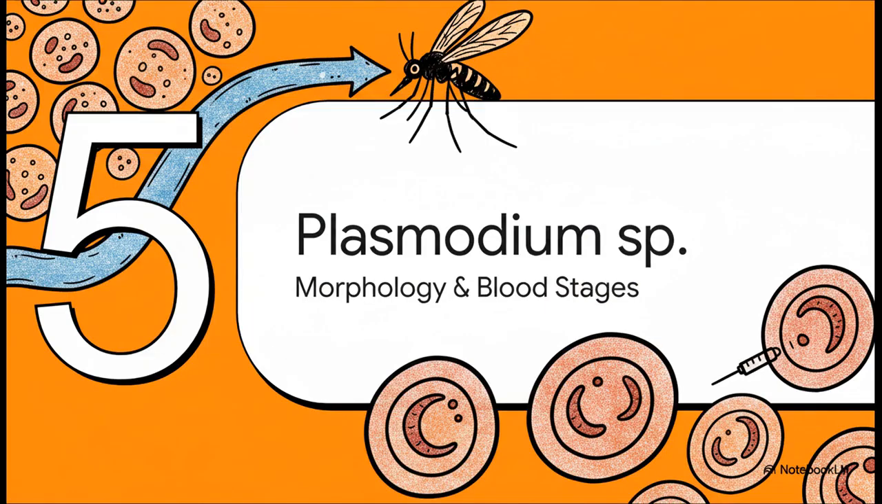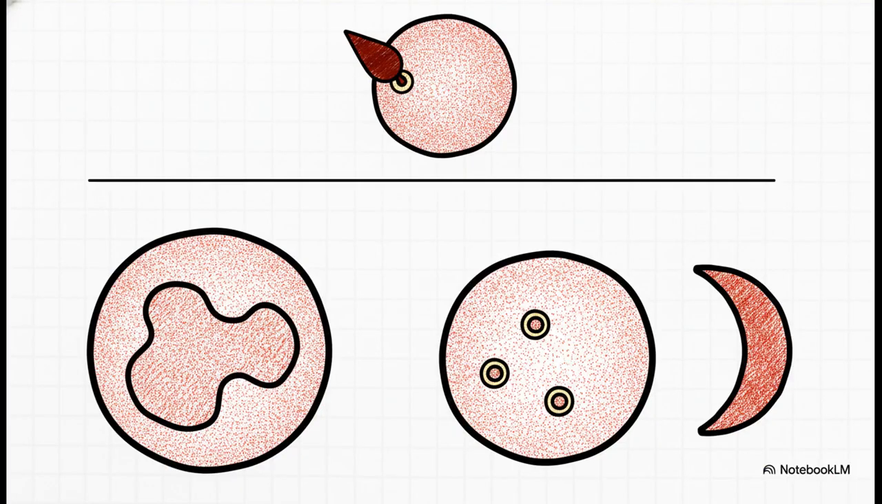Section 5. Morphology of Plasmodium species. Let's leave the tissue cysts behind, jump into the bloodstream, and look at the morphological markers of human malaria. Just like Toxoplasma, Plasmodium relies heavily on surface proteins to breach our cells. Their merozoites use merozoite surface proteins, or MSPs, to grab onto specific red blood cell receptors, like band 3. Once inside, the parasite physically alters the host cell, and this looks very different depending on the species.